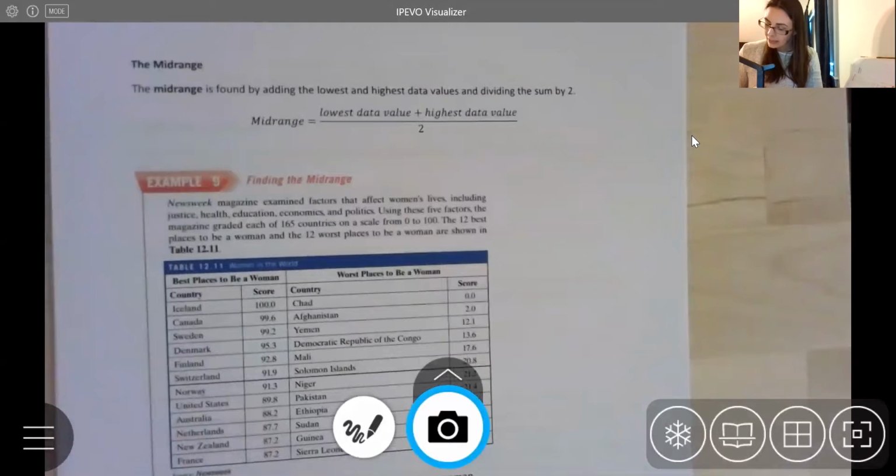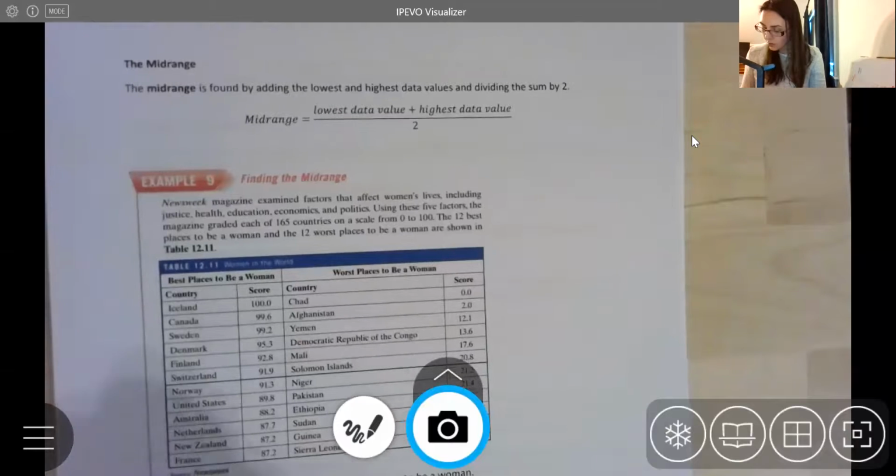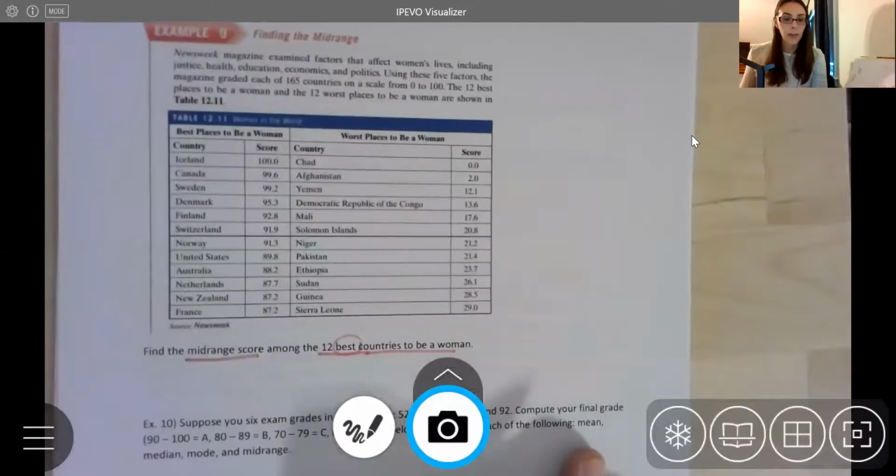So here's example 9. Newsweek magazine examined factors that affect women's lives, including justice, health, education, economics, and politics. Using these 5 factors, the magazine graded each of 165 countries on a scale from 0 to 100. The 12 best places to be a woman and the 12 worst places to be a woman are shown in the table. These are your best and these are your worst. Find the mid-range score among the 12 best countries to be a woman. So we're looking for the best countries here.